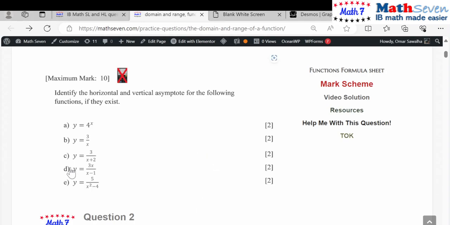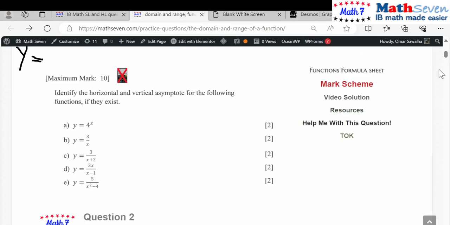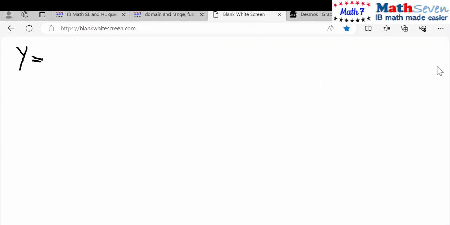Okay, طلاب, we're going to do part C, which is y equals 3 over x plus 2. Let's go to the white screen and let me type the question. So y equals 3 over x plus 2. So pay attention, students.